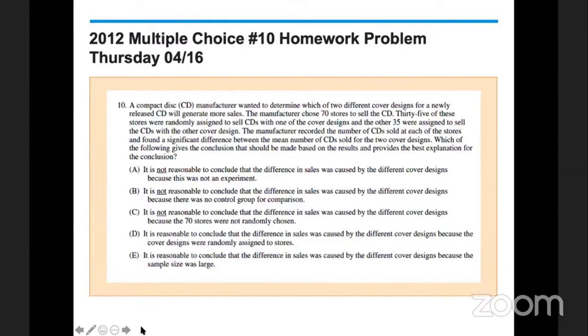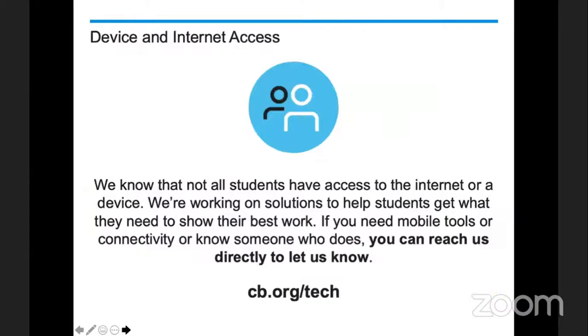Luke will go over that tomorrow. I think it's related to experimental design. I think tomorrow he's doing FRQ Friday, so free response Friday. I did one a couple weeks ago. He's doing one.